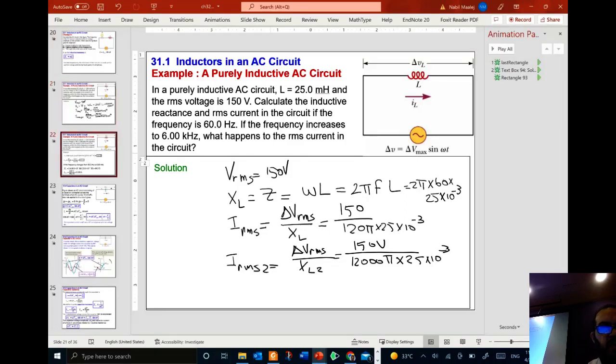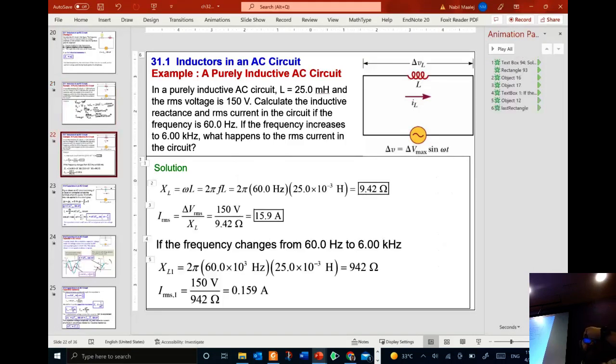So let's look at the values in this case. You can see that XL is equal to 9.42 ohms, and IRMS is equal to 15.9 amps. If we change the frequency from 60 hertz to 6000 hertz, omega will change obviously. So XL becomes, instead of 9.42, 942 ohms. It's like a much larger resistance, and you can see the current now, IRMS, is much lower.